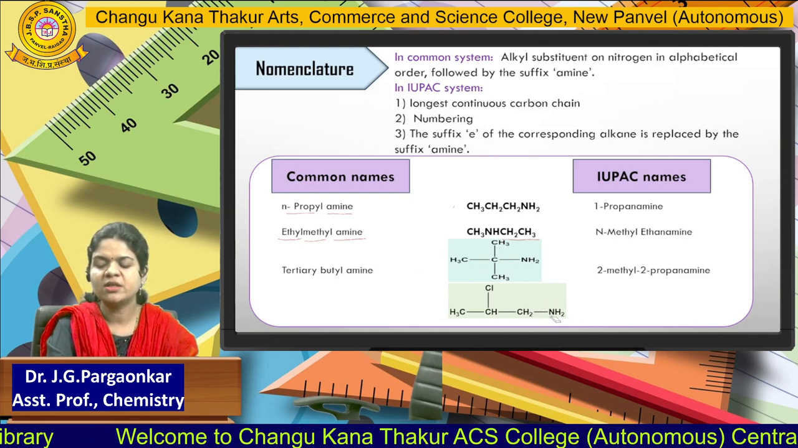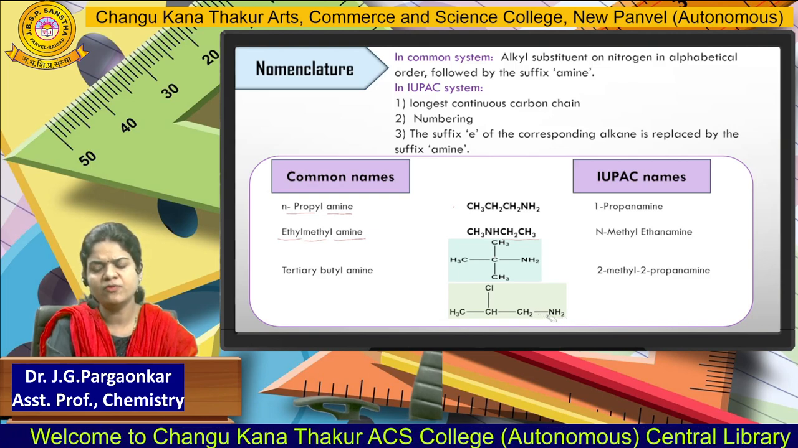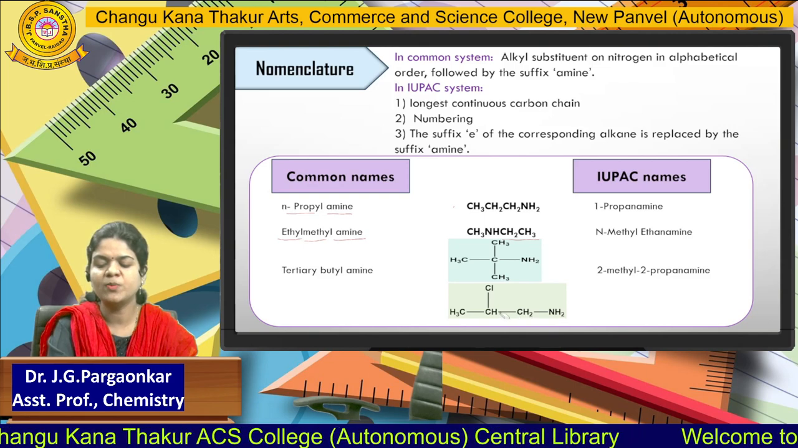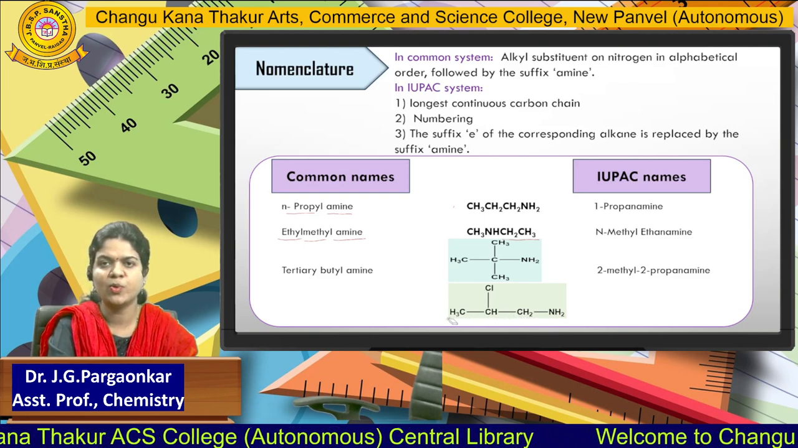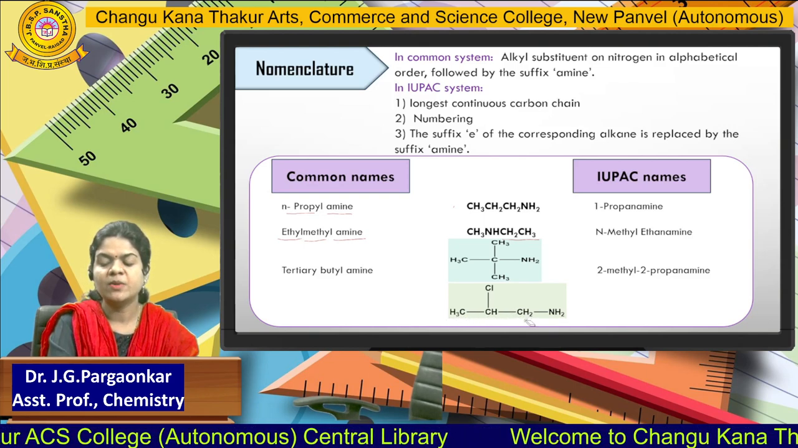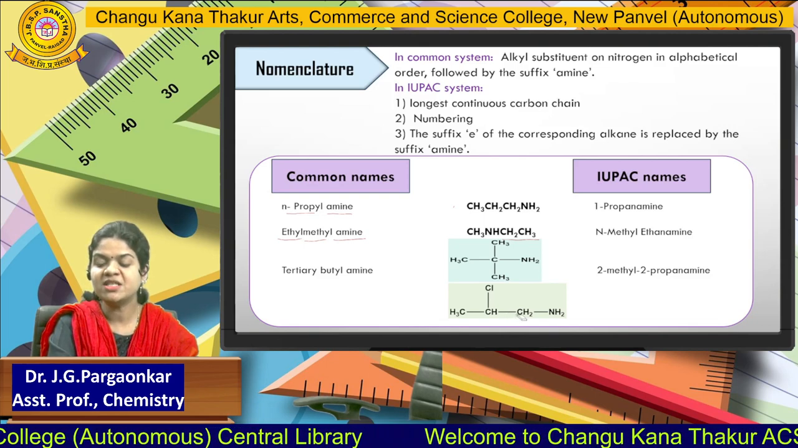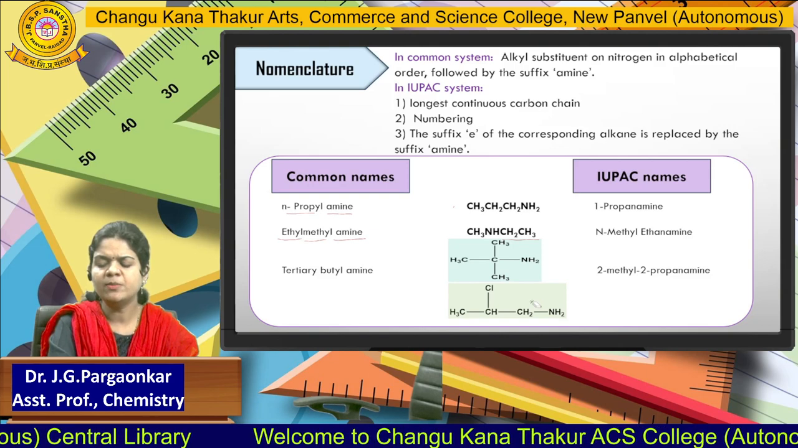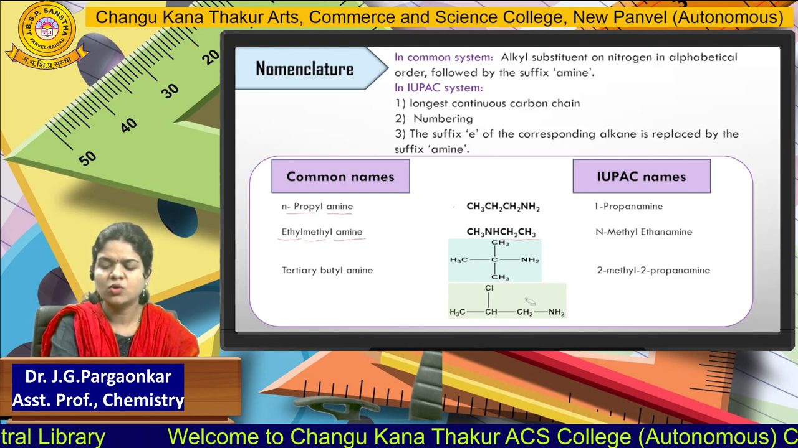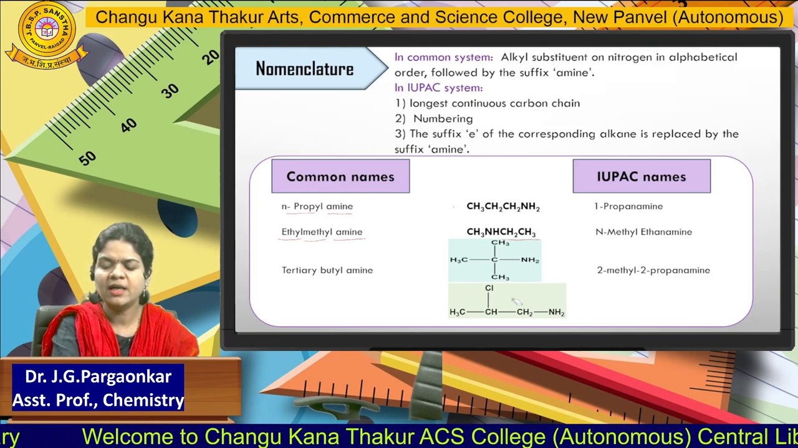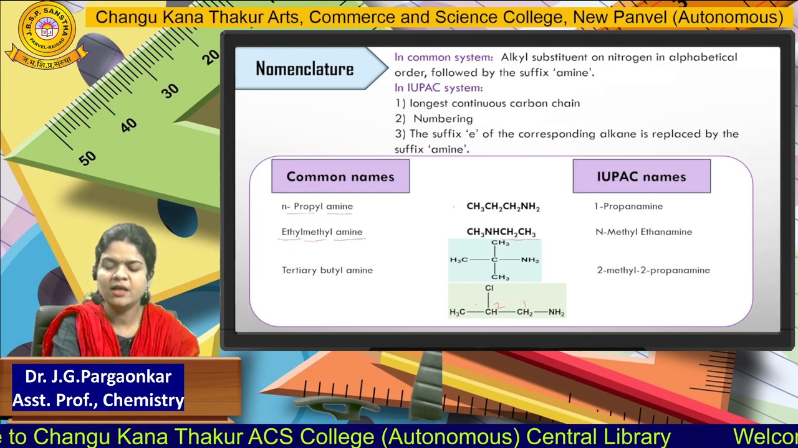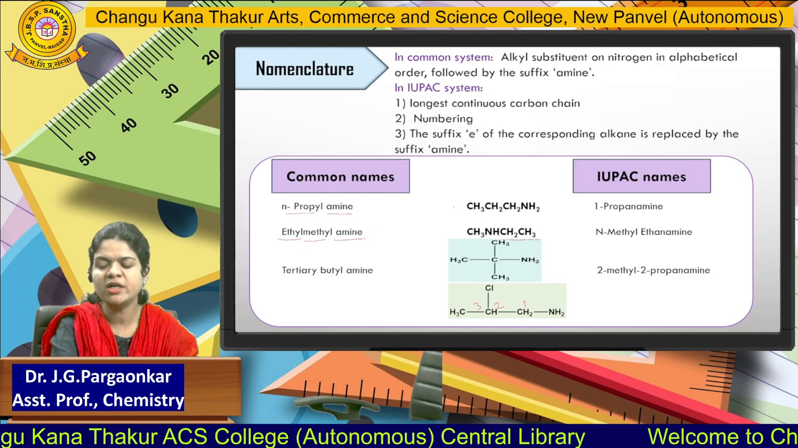Now next one, student, can you tell me what will be the name for that? The NH2 group is attached to how many carbon atoms? 3, means propane actually. But we have to write the alkyl substituent, so it becomes propyl. Give the numbering. What will be the numbering? 1, 2, 3, like that will be the numbering, correct? First, second and third.